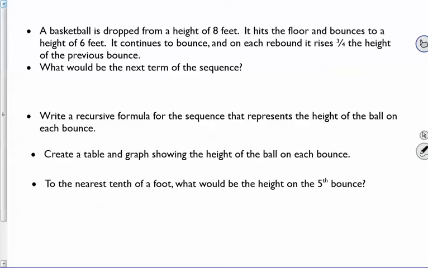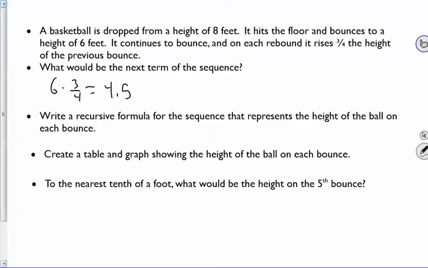So there's a few things that we can do here to make it a little bit easier. First off, what do I know? I know that it starts with a height of 8 feet. Then it hits the floor, it bounces to 6 feet, and it continues. So the next term, I guess I would just do 6 times 3/4, right? 6 times 3/4, I believe that's 4.5.